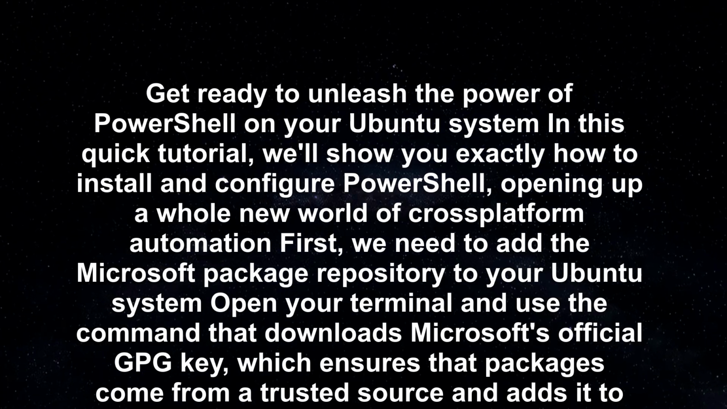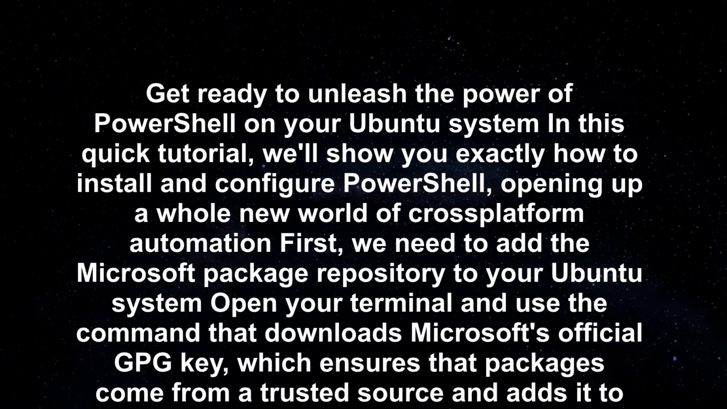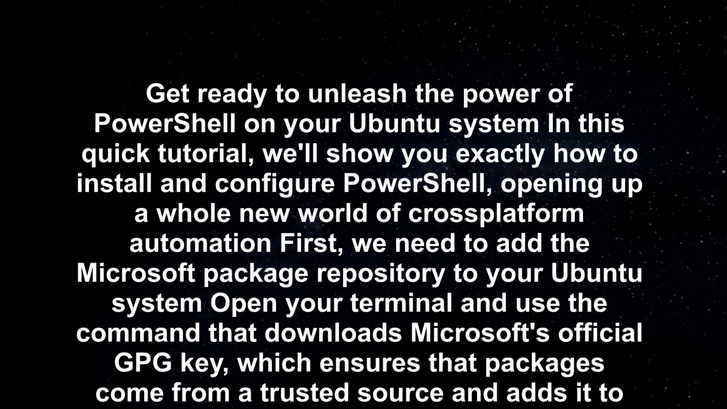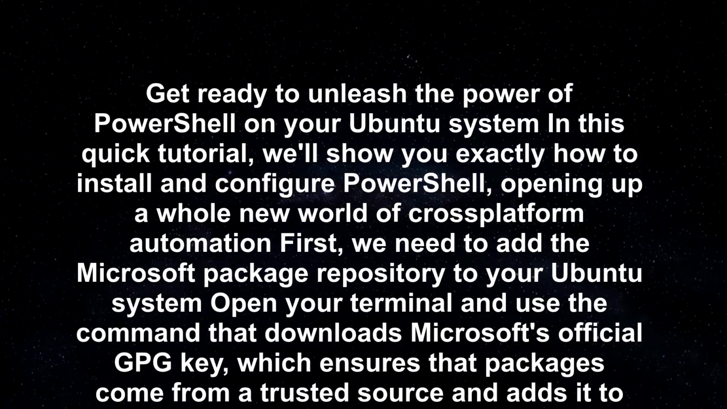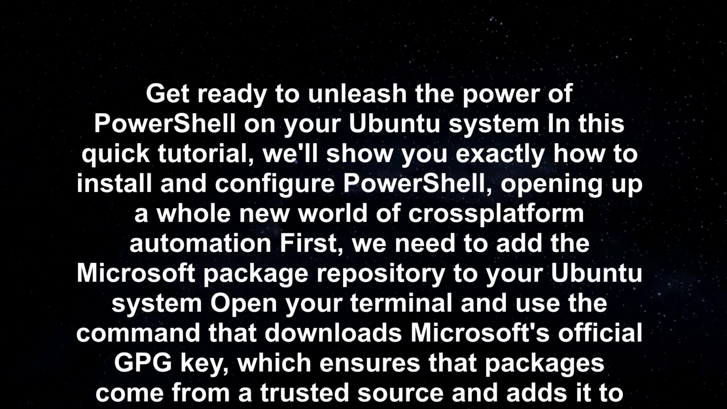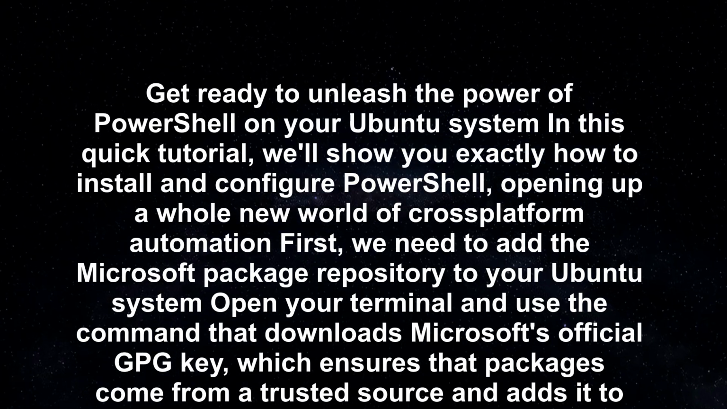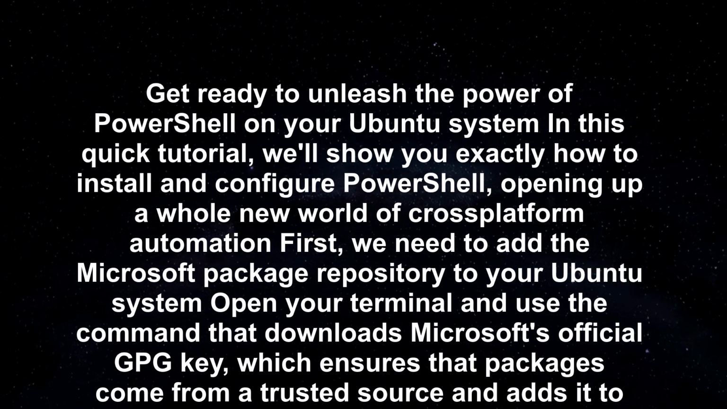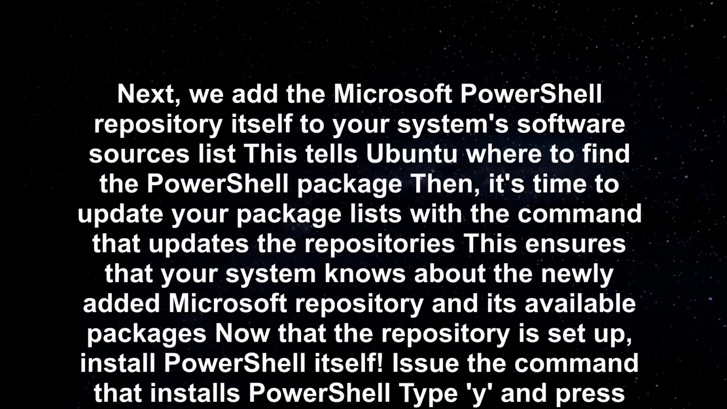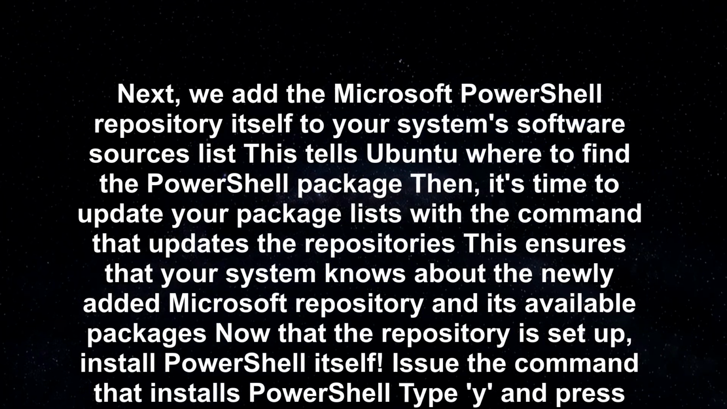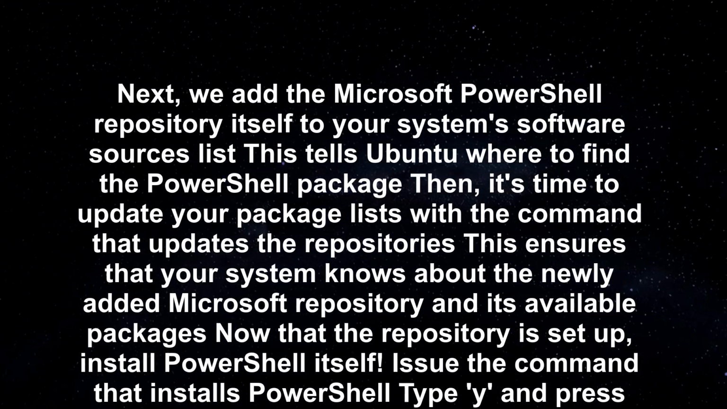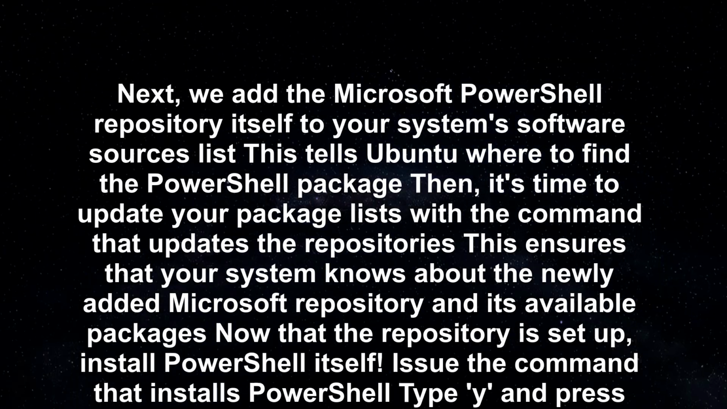First, we need to add the Microsoft package repository to your Ubuntu system. Open your terminal and use the command that downloads Microsoft's official GPG key, which ensures that packages come from a trusted source and adds it to your system's keyring. Next, we add the Microsoft PowerShell repository itself to your system's software sources list. This tells Ubuntu where to find the PowerShell package.